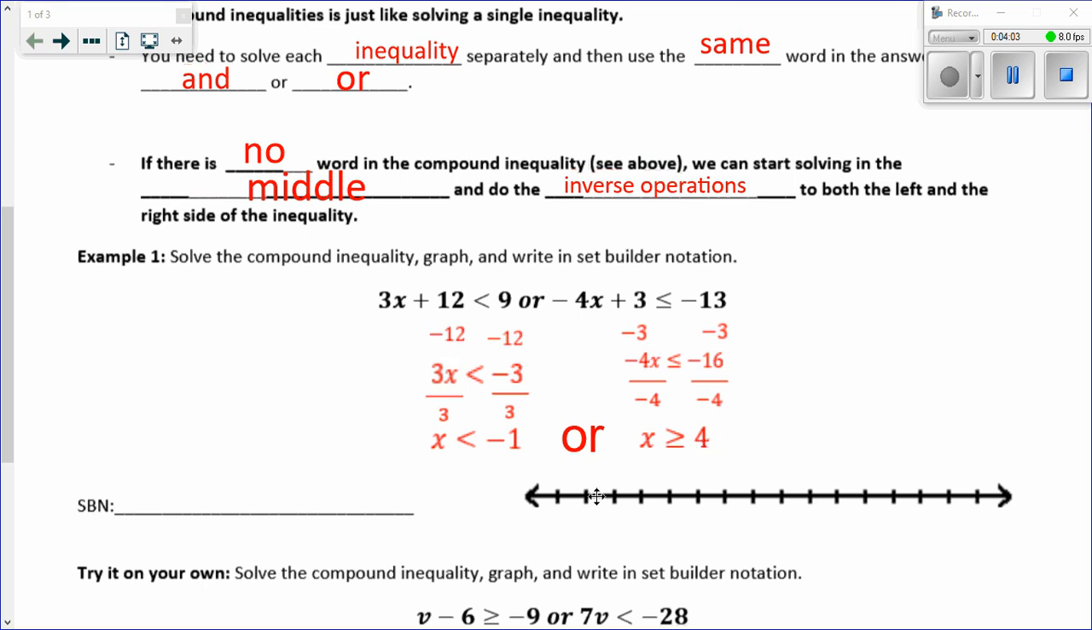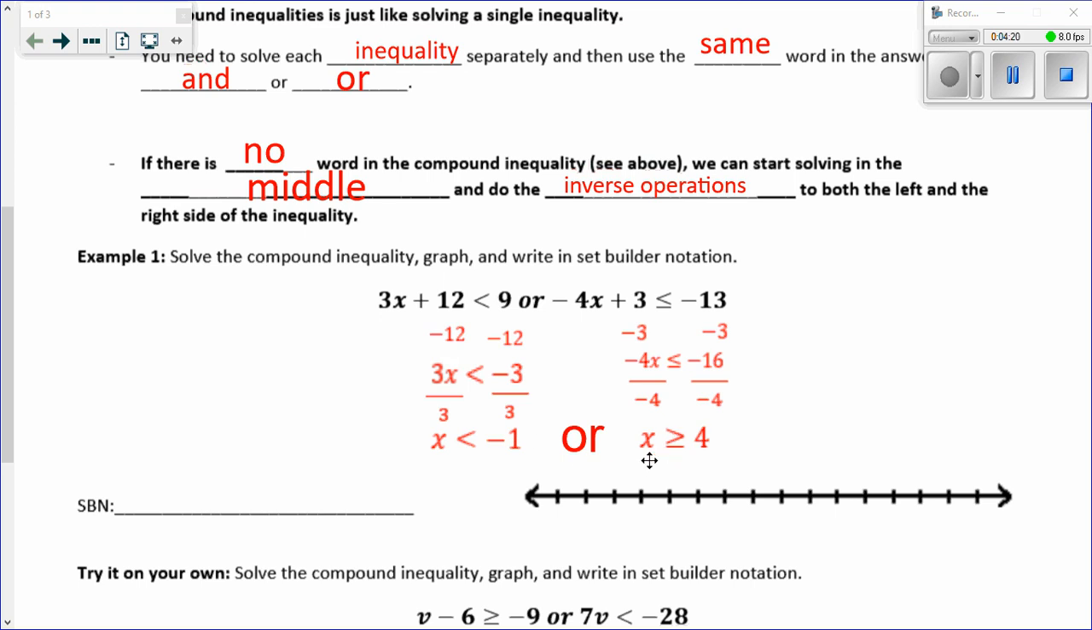So what that means is your solution to this inequality, the value that makes the statement true, is any number that you can have less than negative 1, or any number greater than or equal to 4. So there's lots and lots of solutions here. This is why we write it in set builder notation.